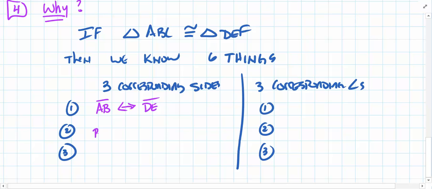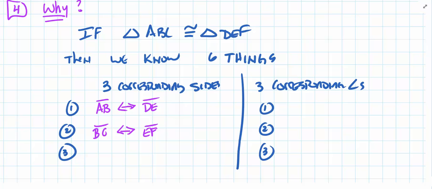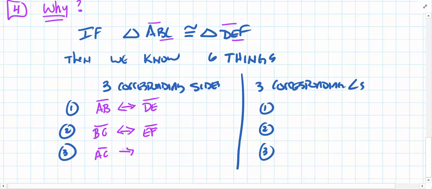BC has to correspond to what? EF. Very good. Okay, give me the third one. Do you guys see it? You're looking at AC. So look, I did AB corresponds to DE, and then we did BC corresponds to EF. What's the other one? AC and D. There you go. AC has to correspond to what? DF. There you go.